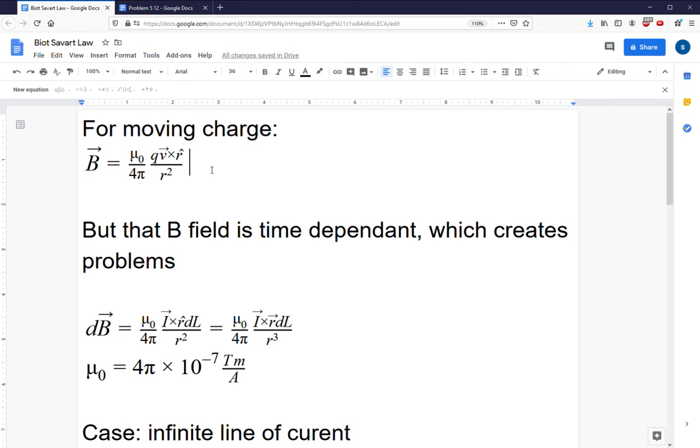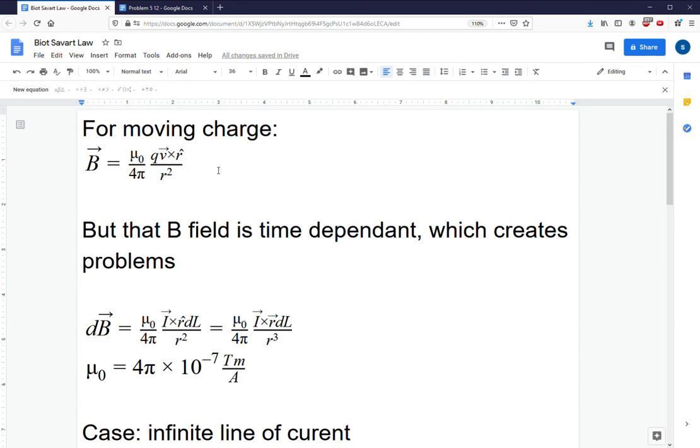Now, as your textbook points out, there is no way for this magnetic field to be constant. If the particle is moving, then r changes, either in magnitude or at the very least in direction. If the particle is moving in a circle, r would change in direction, which would change r hat. And having a time-dependent magnetic field produces problems of its own, which we're not going to get into.